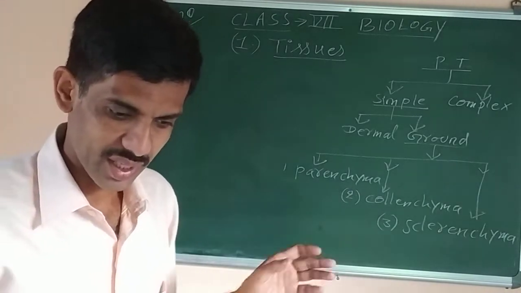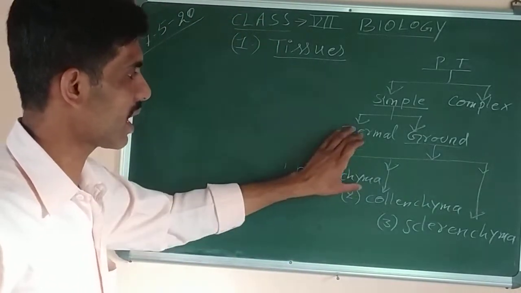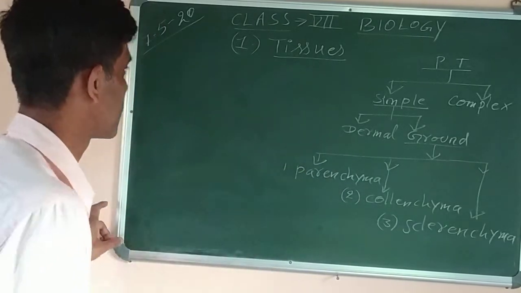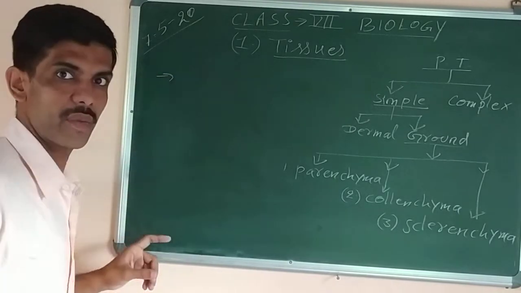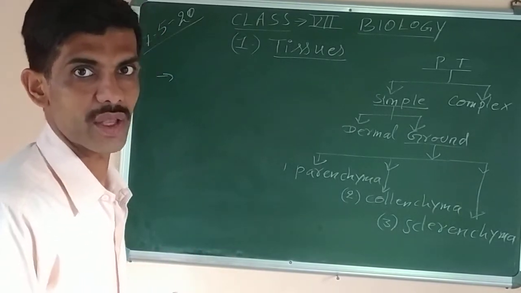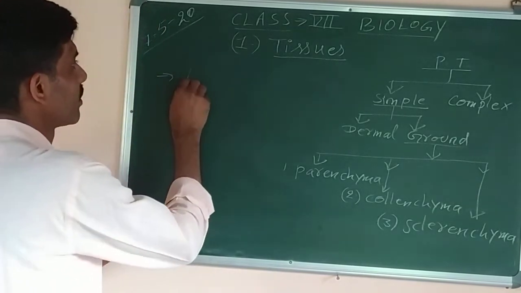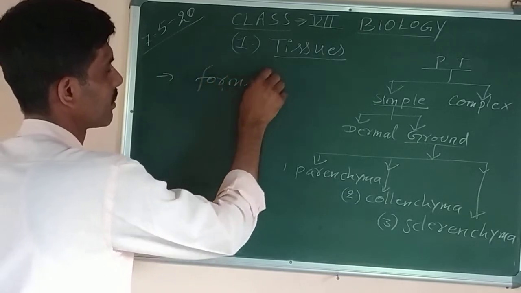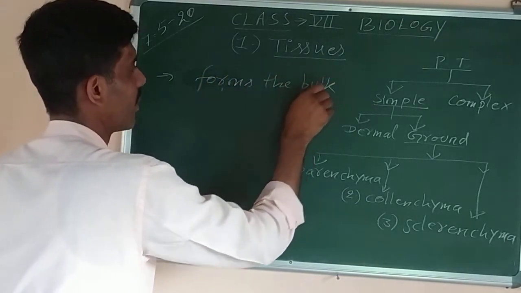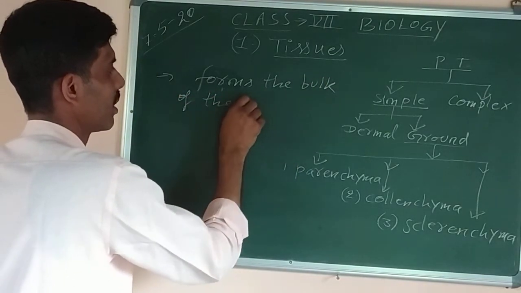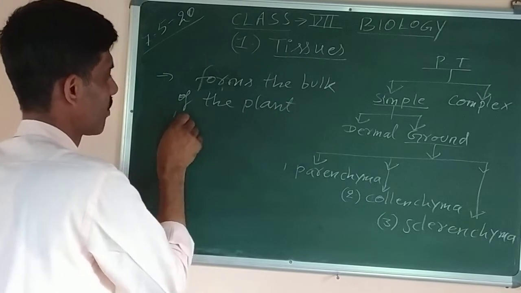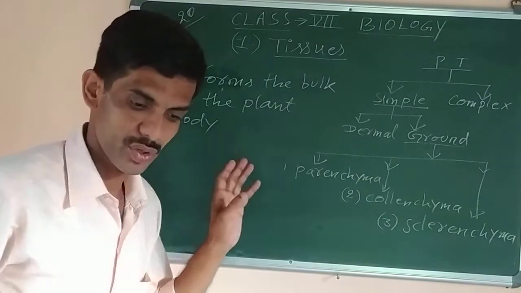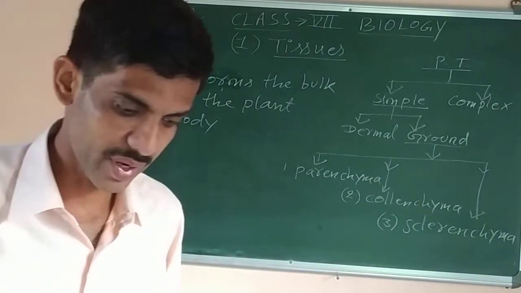Ground tissues form the bulk of the plant body. What are their functions? They help in the synthesis of food as well as in the storage of food. First you write, forms the bulk of the plant body. About this ground tissue we are writing, okay? Ground tissue forms the bulk of the plant body.